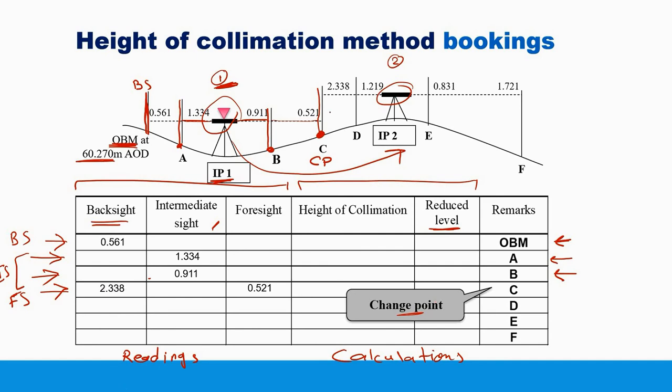Now we will set up the level here, locate the staff over C, and then collect the first reading from this new location. The first reading from any location is a backsight. Now a backsight over C, we will write it here. Backsight over C on the same line for C. This is the line for C. This is the foresight from the first station here. This is the backsight from the new station here.